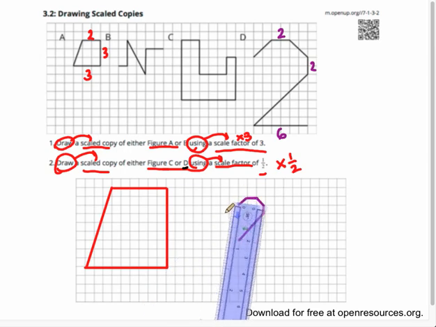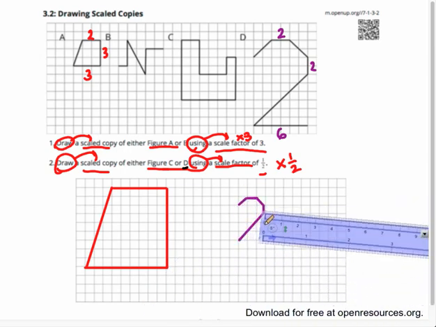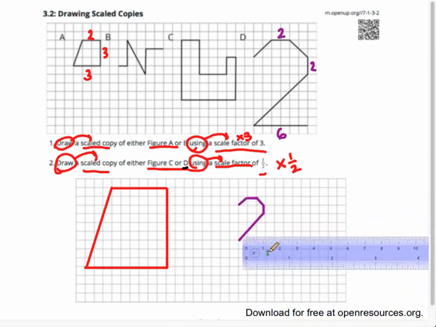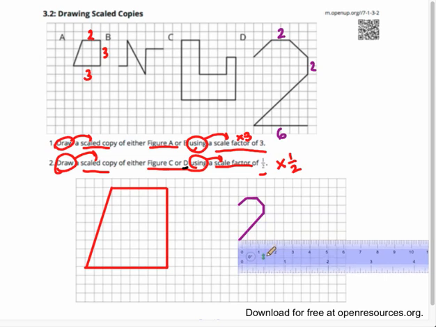And then we said that 6 times 1/2 is going to be 3 as well. So we will have this corresponding length go across for 3 units. And this is a scaled copy of this one right here. Okay?